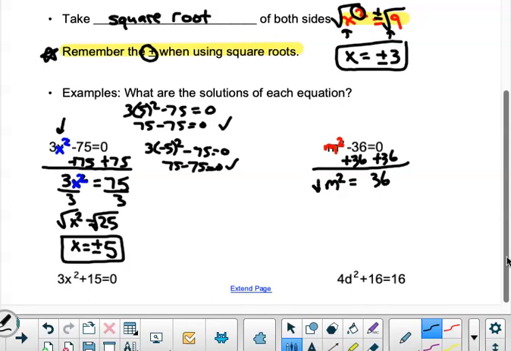When you take the square root of both sides, you have to remember to include the plus or minus symbol. The square root of 36 is 6, but we have answers of plus or minus 6 as potential solutions. If you plug 6 in here, you get 6 squared, which is 36 minus 36, which equals 0. Same if you plug in negative 6. Negative 6 times negative 6 is positive 36. 36 minus 36 is 0.